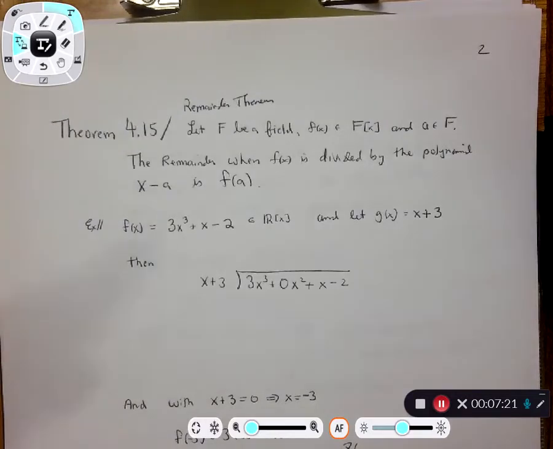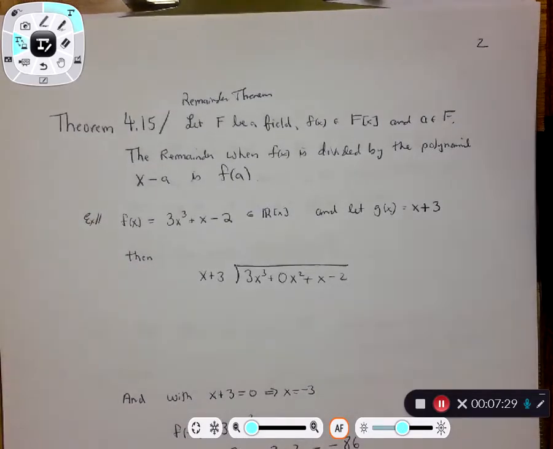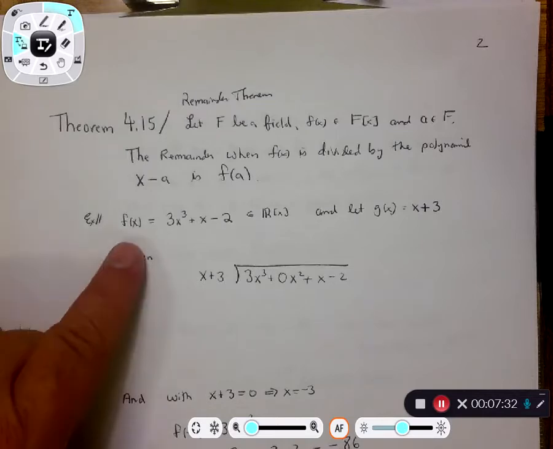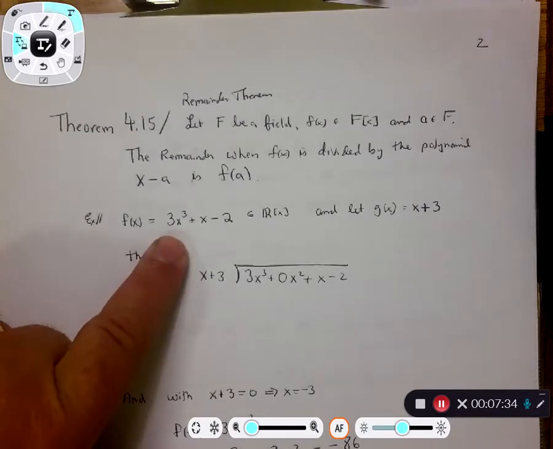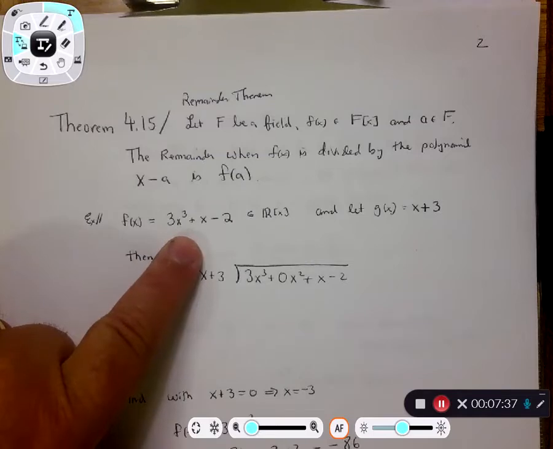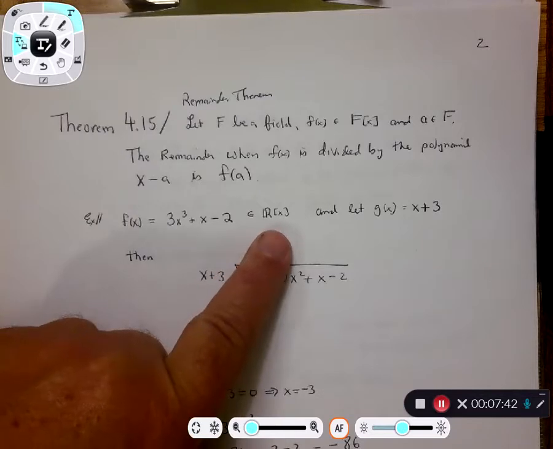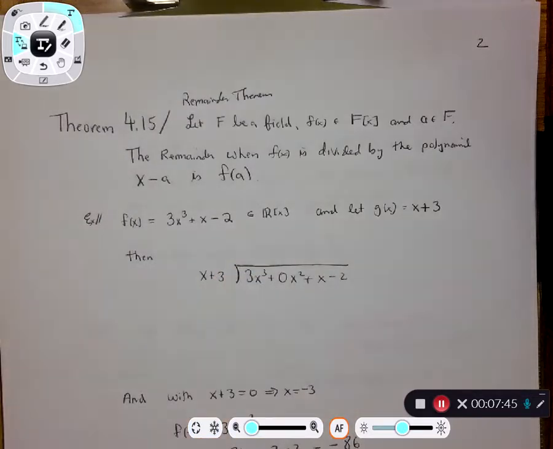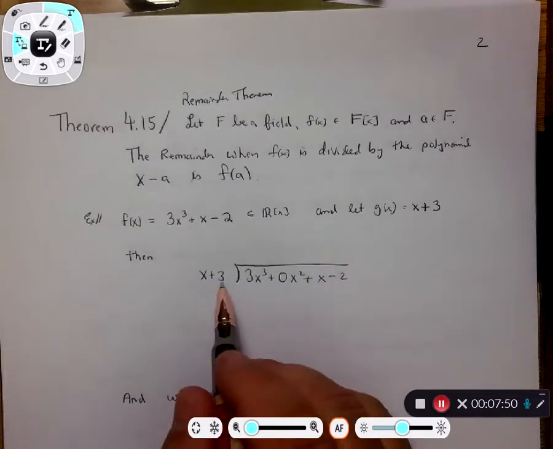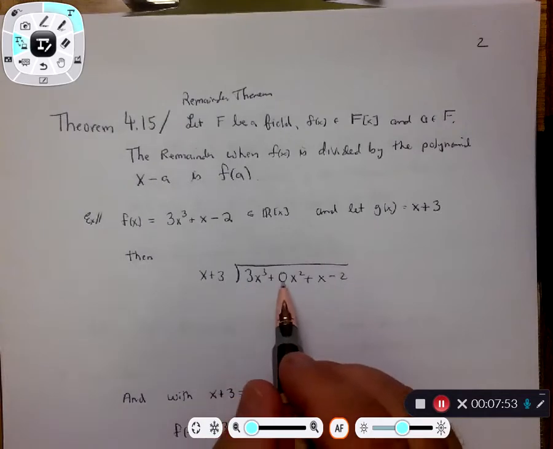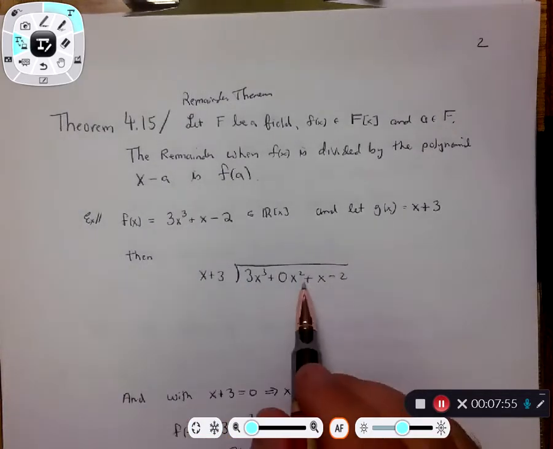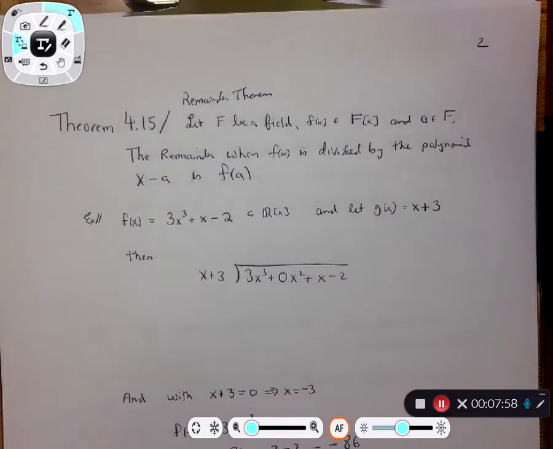So, again, what we're going to be looking for are zeros. But the first thing we need to know is about the Remainder Theorem. So I put an example up here for you. Let f(x) be equal to 3x cubed plus x minus 2, an element of the polynomial ring of the reals adjoined x. And let g(x) be equal to x plus 3. Let's see what happens here. When I divide x plus 3 into 3x cubed plus 0x squared, because there's a term missing, plus x minus 2, let's see what kind of remainder I get.